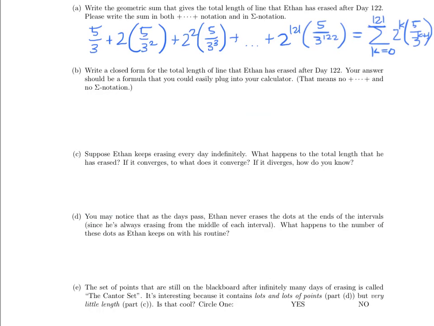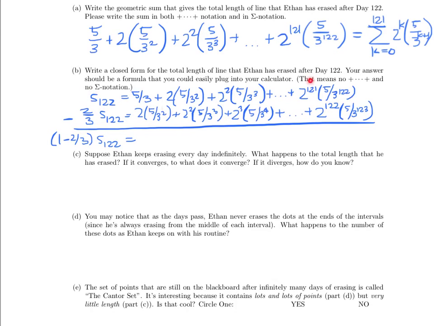It now instructs us to write a closed form for the total length of line that Ethan has erased after day 122. We basically want to use that algebraic manipulation that we learned to compute the sum of geometric series. What we're going to do is write the partial sum, the 122nd partial sum, and then multiply it by the common ratio, and then take the difference of those two. So we have the 122nd partial sum here. We multiply by the common ratio, which is 2/3, and we see that this term is going to cancel with this term when we subtract the 2/3 times the 122nd partial sum off. This term cancels with this term.